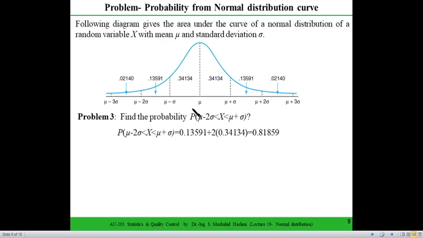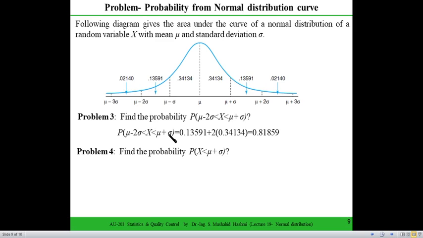Let's say 0.135 is this, plus 2 sigma greater than -2 sigma is this, and then we need to add these two things. So the area under the curve from this limit to this limit would be the sum of the values of this plus this plus this. So 0.34 twice, plus this value. So 81.85% is the probability that your random variable would lie in that limit.